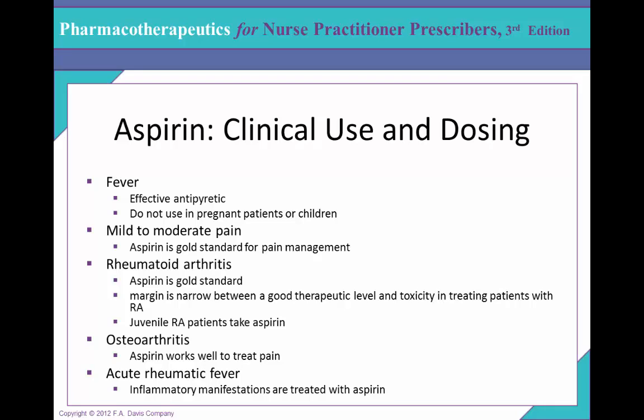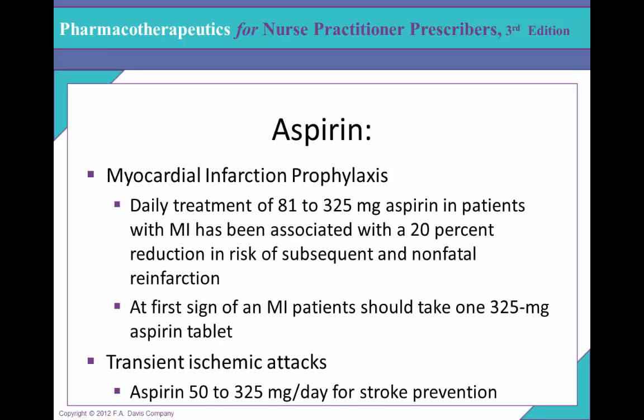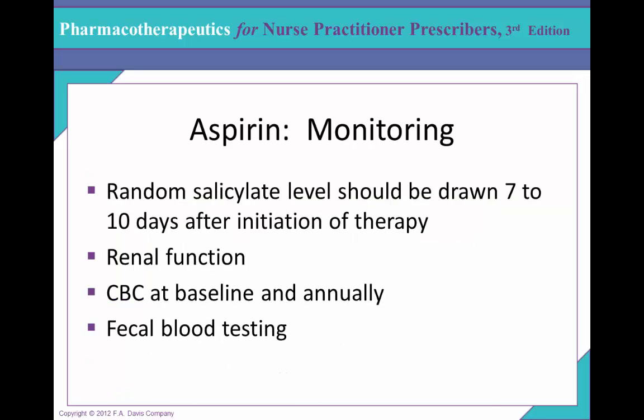Now, use it for fever, use it for mild to moderate pain, you could use it for rheumatoid arthritis, you could use it for osteoarthritis, or any acute rheumatic fever. In addition, it's used as part of the protocol for acute coronary syndrome in myocardial infarction. You could use a daily treatment from 81 milligrams to 325 milligrams of aspirin.